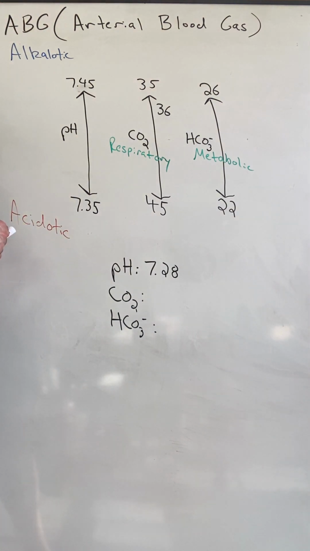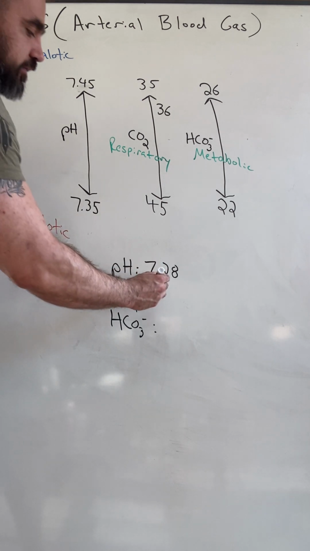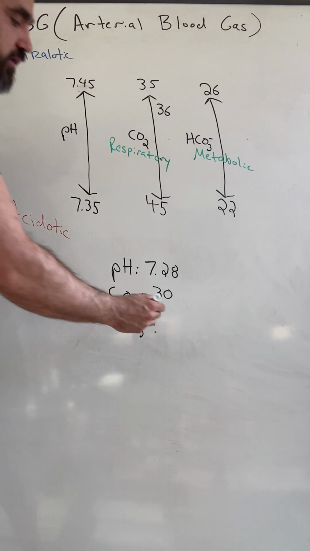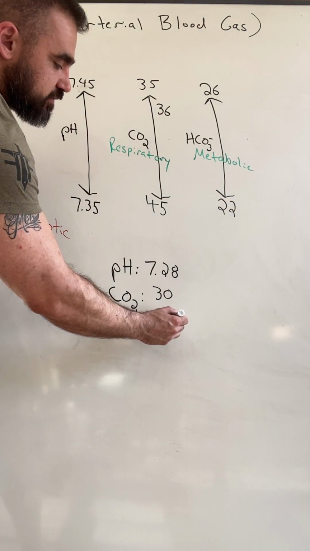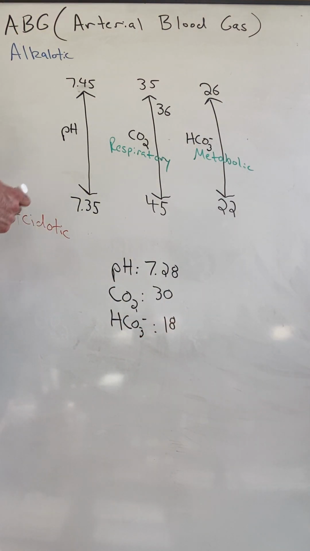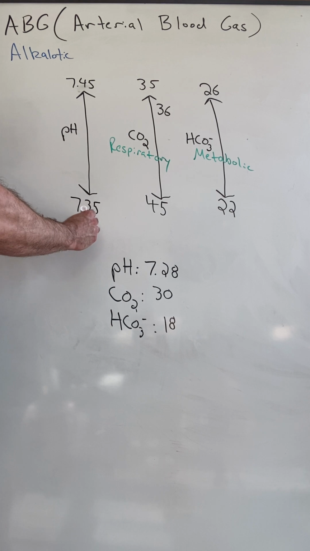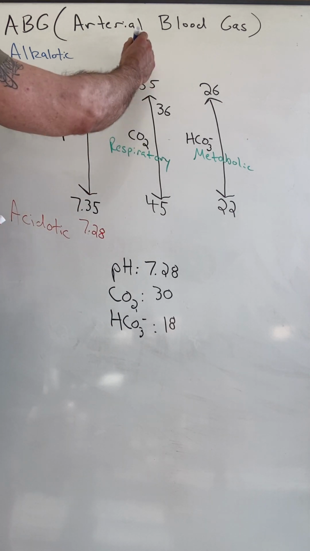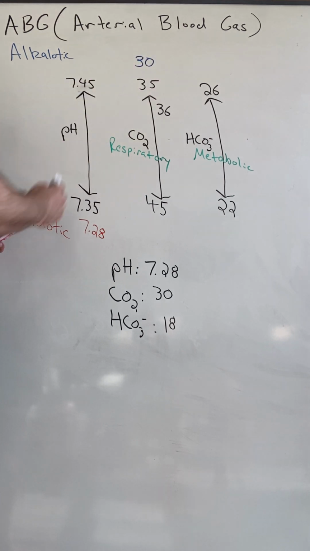Okay, let's say we have a CO2 of 30, and we have a bicarb of 18. Okay, so let's map this out. So pH of 7.28, well, we know it's less than 7.35, we have an acidosis. Where's our CO2? Where CO2 is less than 35, it's 30, so it's here on the alkalotic side.